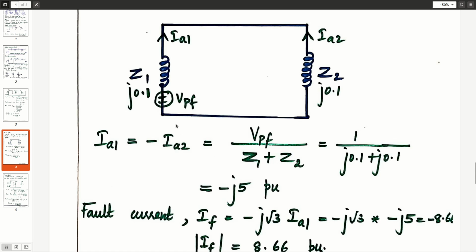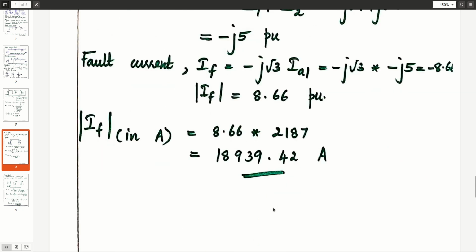So what is Z1 and Z2? J0.1 plus J0.1. VPF is 1 per unit. We get IA1 as minus J5 per unit. And for LL fault, the fault current IF is equal to minus J root 3 into IA1, which is minus J root 3 into minus J5. We got it as minus 8.66 per unit. So the magnitude of fault current is 8.66 per unit.